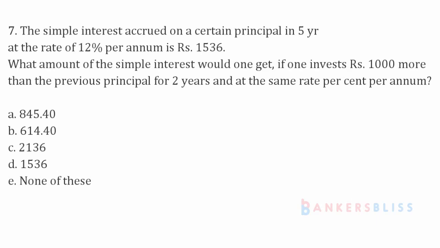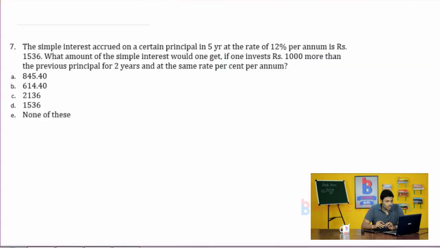Question number 7. The simple interest accrued on a certain principal in 5 years at the rate of 12% per annum is rupees 1536. What amount of the simple interest would one get if one invests rupees 1000 more than the previous principal for 2 years and at the same rate percent per annum? So here you have to notice that 1000 rupees they are investing more and the rate percent is not changed, and only for 2 years you have to calculate.